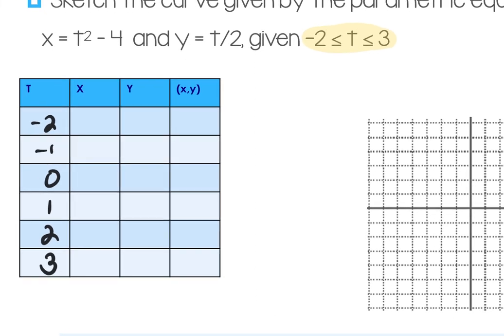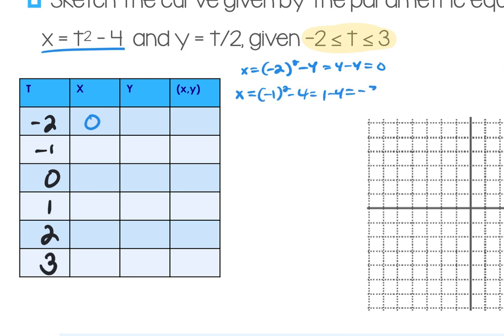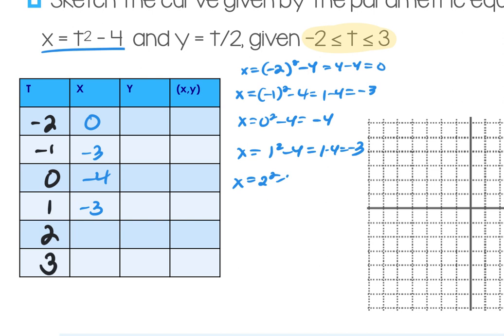So first up is x. I'm going to do x equals -2 squared minus 4. 4 minus 4, which is 0. X equals -1 squared minus 4, which is 1 minus 4, -3. X equals 0 squared minus 4, 0 minus 4, -4. X equals 1 squared minus 4, 1 minus 4, -3. X equals 2 squared minus 4, 4 minus 4, which is 0, and x equals 3 squared minus 4, 9 minus 4, which is 5.